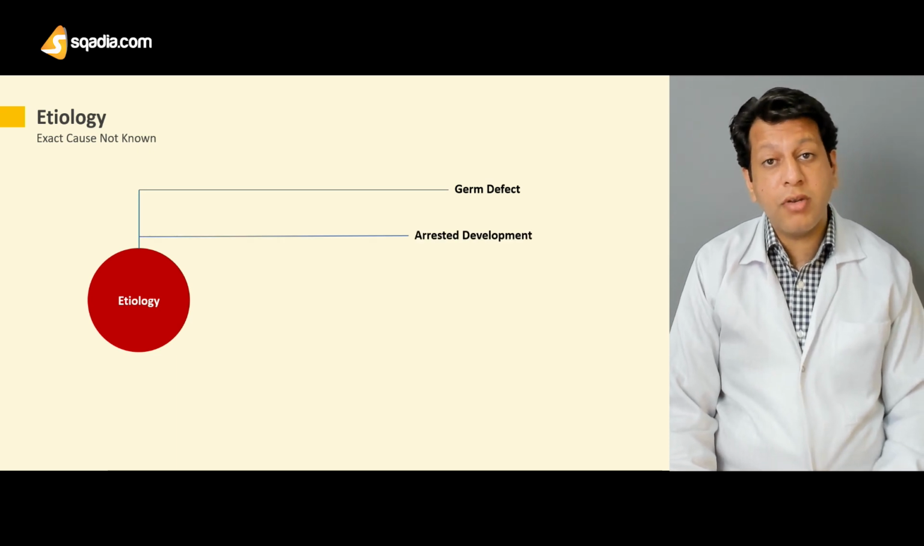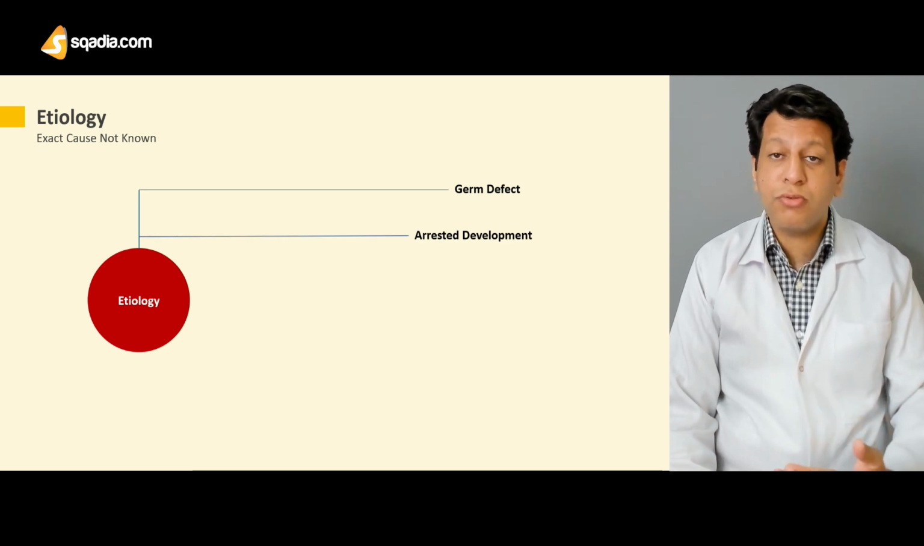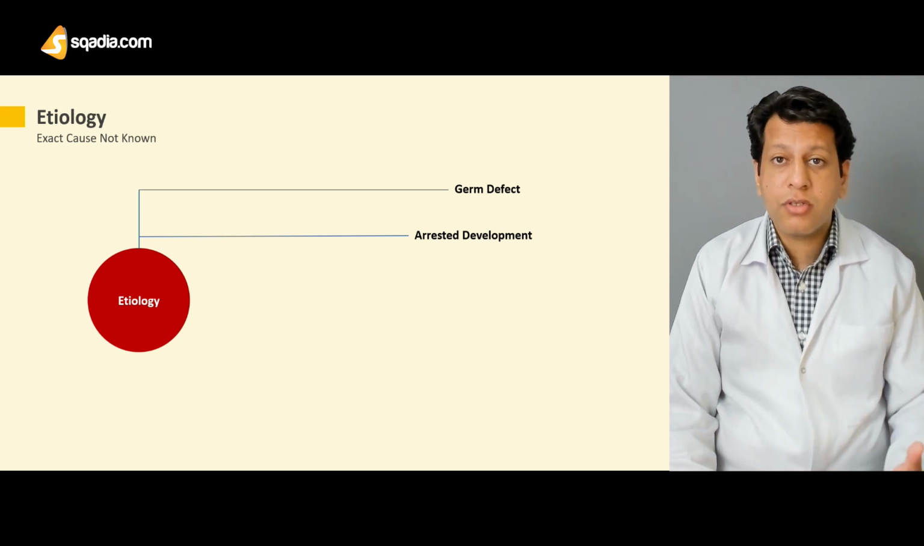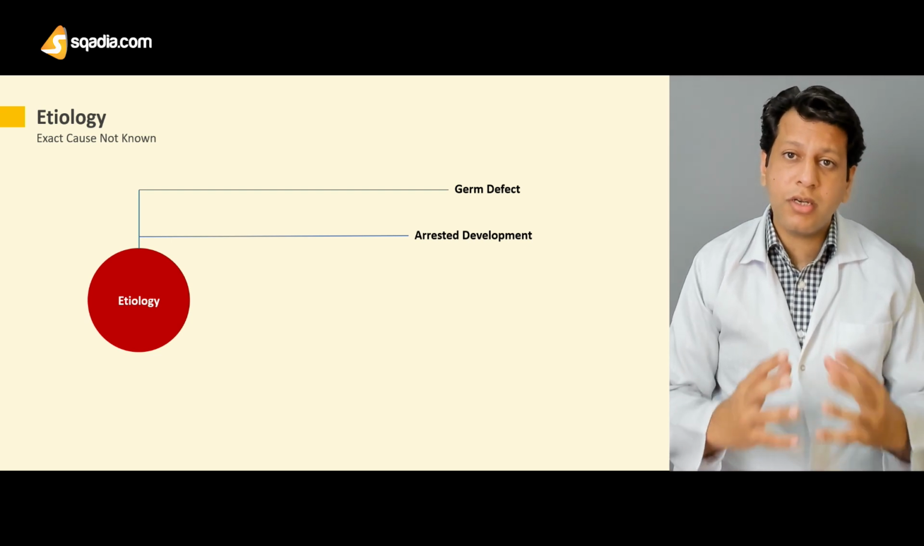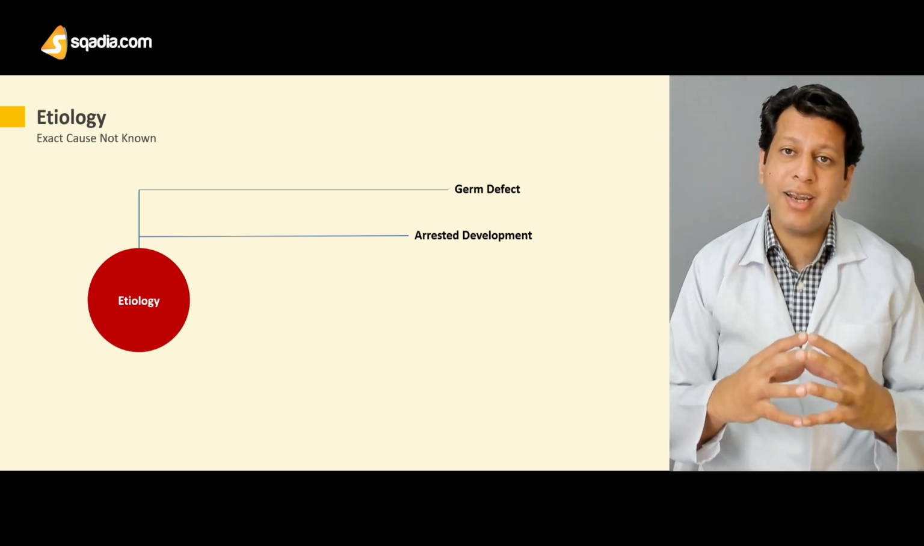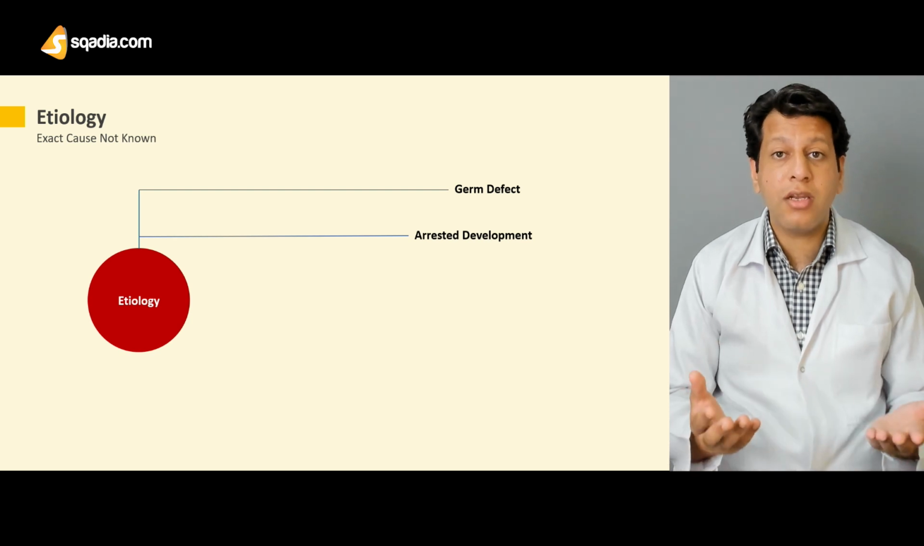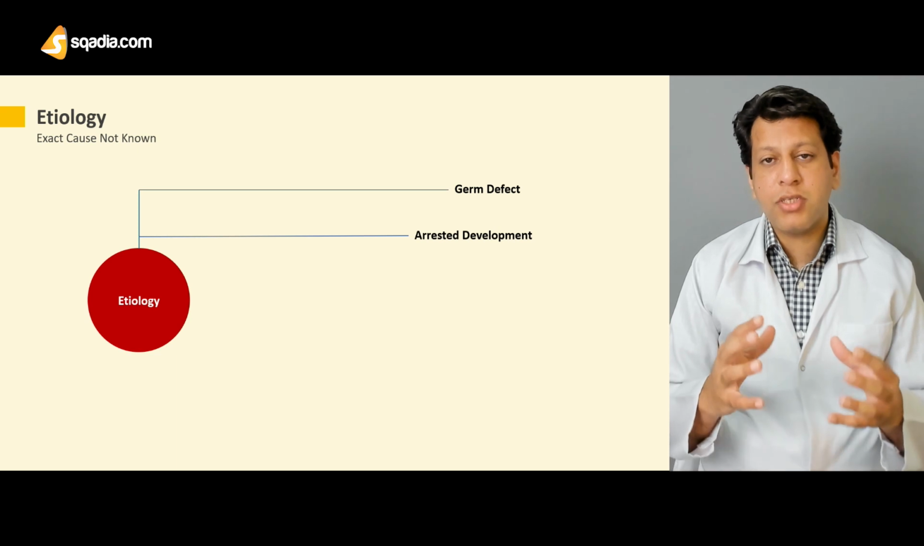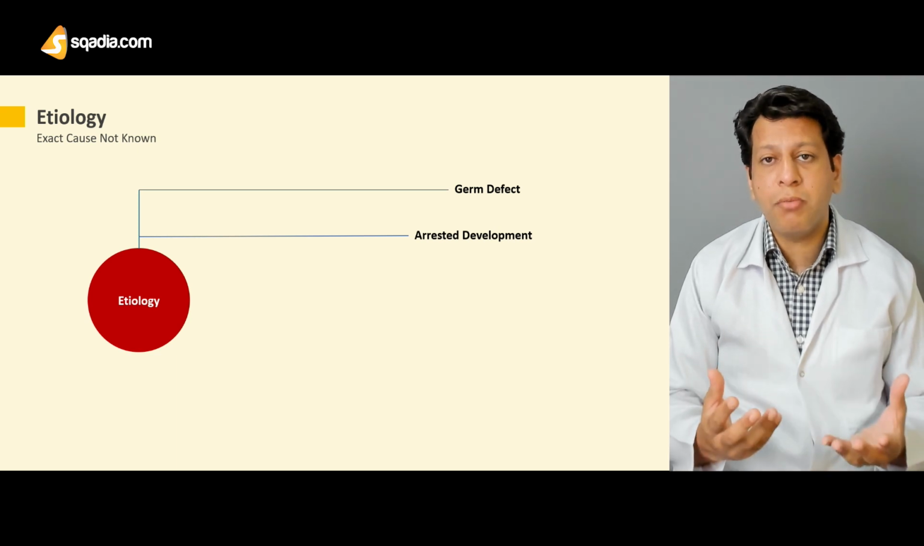The other is arrested development. As we know, no exact cause is known, but this is one of the theories as to why this happens. Due to certain causes, there may be an arrested development at the talocalcaneal joint. The talus is the problem area, which is not developing the way it should.